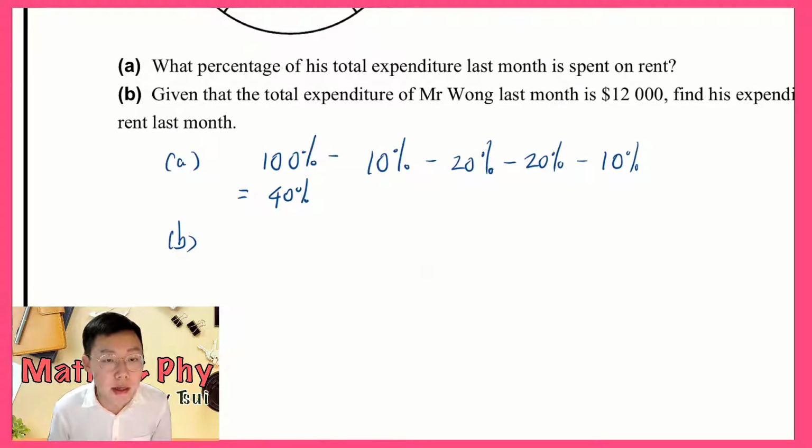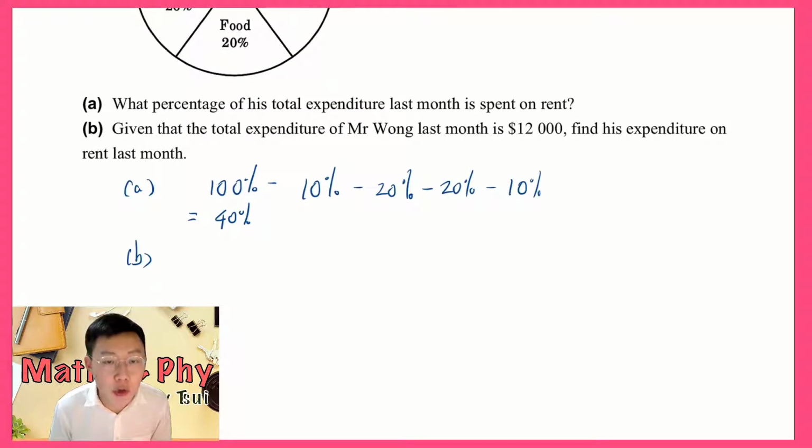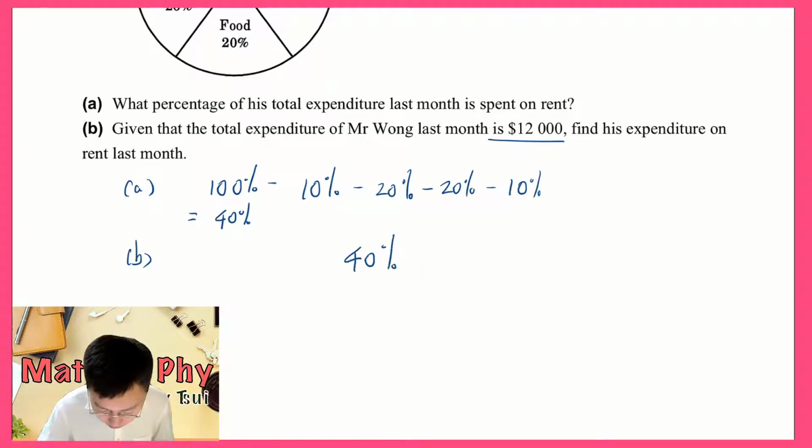Okay, for part B, it asks you, given that the total expenditure of Mr. Wong last month is 12,000. That means the total amount that Mr. Wong spent last month. And it asks you to find his expenditure on rent last month. So at part A, we calculated that the percentage for the rent is 40%.